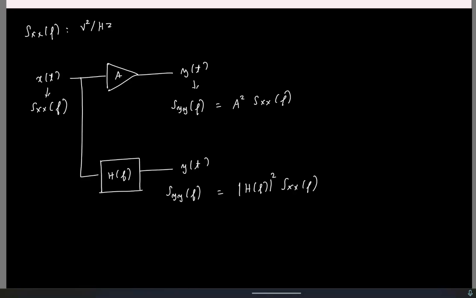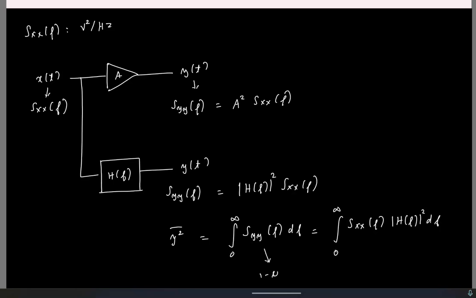And if I were to find the total power in the signal, the mean square of this, how do I do that? I'll have to integrate the power spectral density from 0 to infinity. So this is essentially SXX of F. Again, remember all these are one-sided PSDs. If it's two-sided, you integrate from minus infinity to plus infinity.